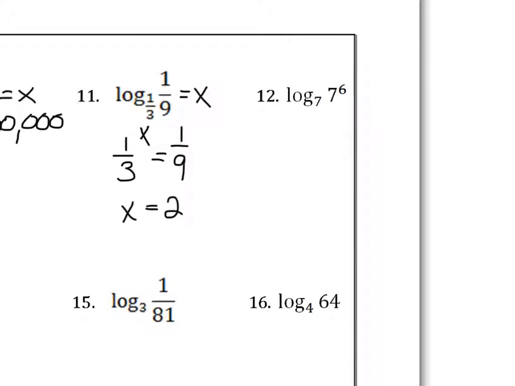Number 12, we still set it equal to x. So I have 7 to the x equals 7 to the 6. Well, if you notice, the bases are the same. So in order for this to be true, x has to equal 6.